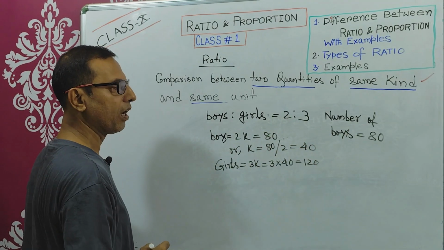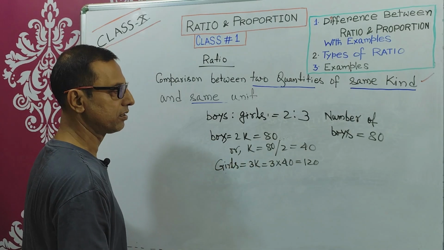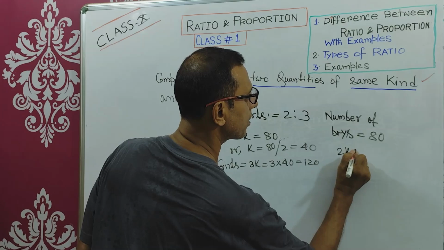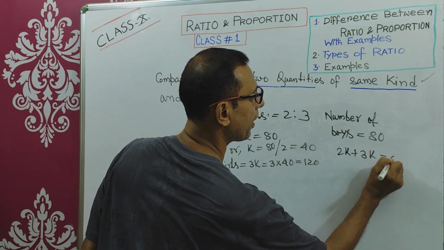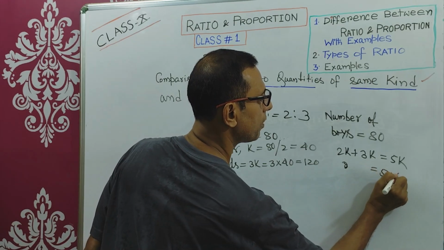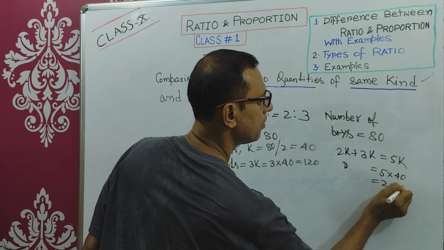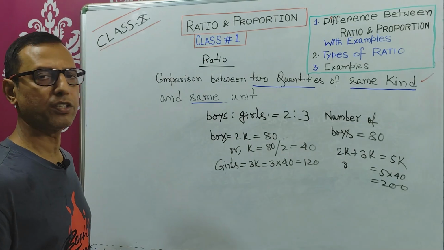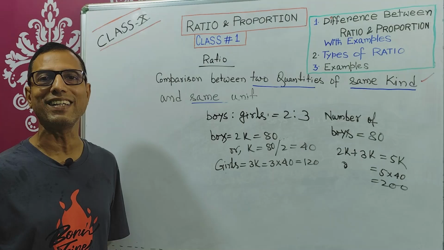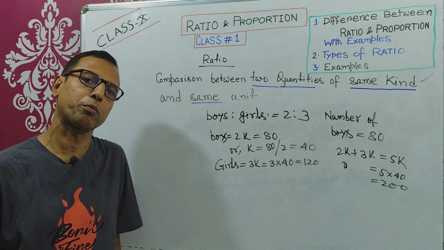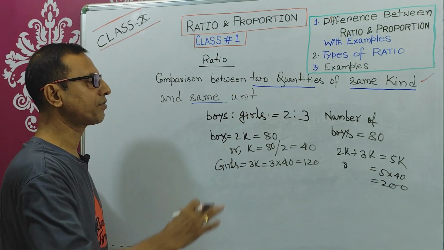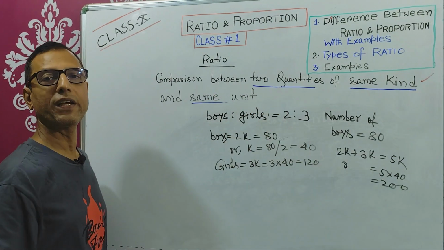If the number of girls is asked, you can straight away find it like this. If the total number of students is asked, then the total is 2k plus 3k equals 5k. Then 5k equals 5 into 40 equals 200. So different ways of representation could be there, but the meaning of ratio is that you can compare two quantities of the same unit. If the unit is the same, automatically the kind is also the same, right? That is what ratio is, and that is one real life example I have given you.